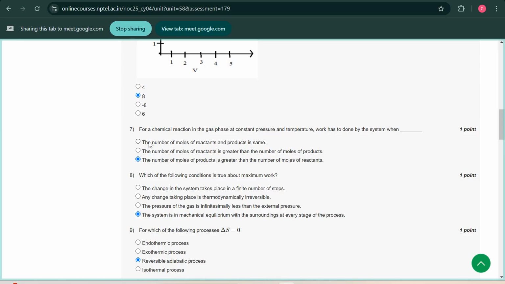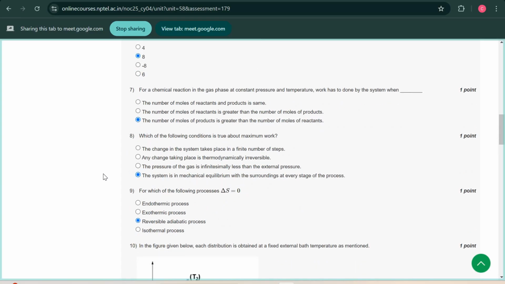So when the number of moles of the product is greater than the number of moles of the reactants, the system has to do work to expand. Okay? Do you get this? Yes, sir.